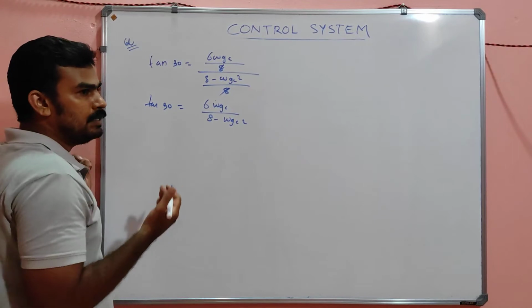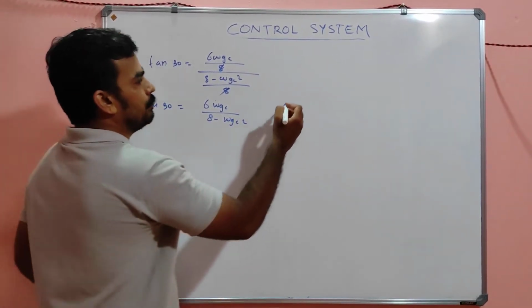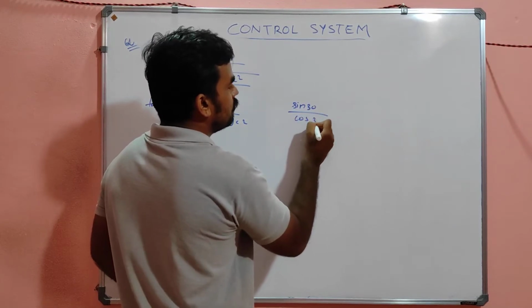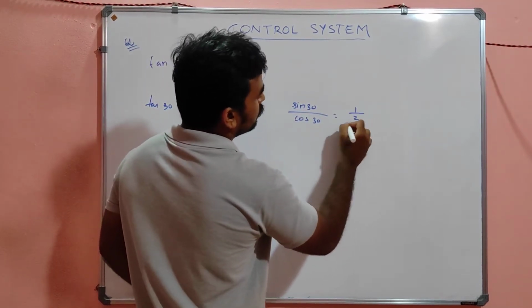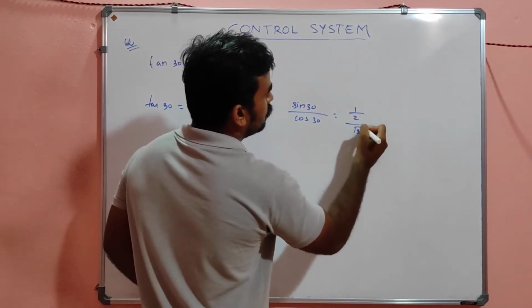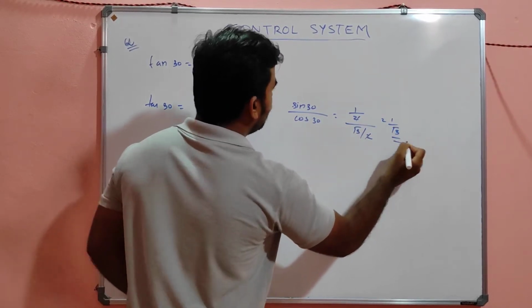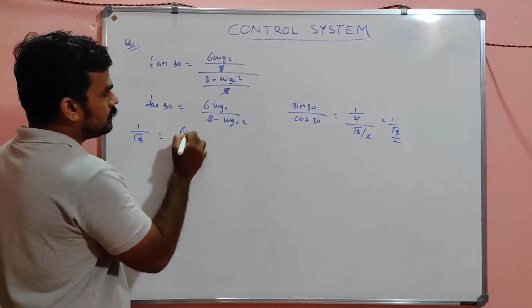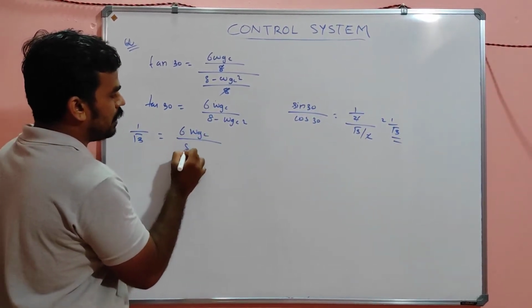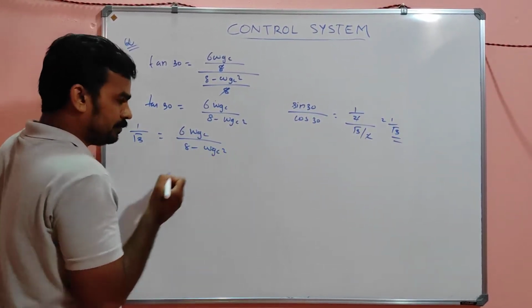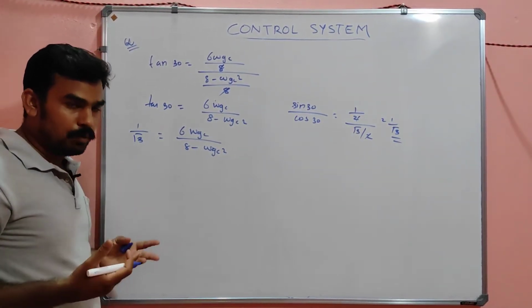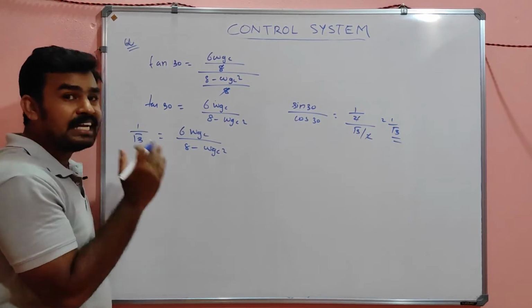So tan 30 is nothing but sin 30 by cos 30. Sin 30 is 1 by 2, divided by cos 30, which is root 3 by 2. The 2 and 2 cancel, giving 1 by root 3. So I can write 1 by root 3 equal to 6 omega gc divided by 8 minus omega gc square. I really apologize, I am wrong.